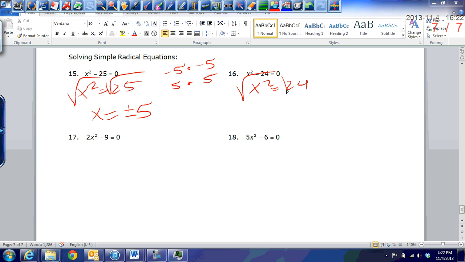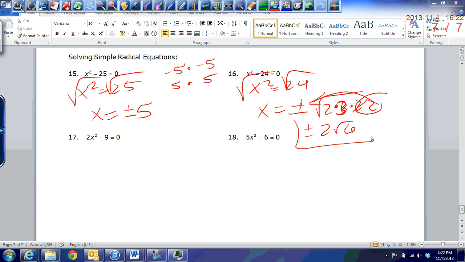Once you get this by itself, take the square root, so x equals plus or minus, and then break up 24 into 6 times 4, which would be 6 times 3 and 2 times 2. That's a 3, I promise. Circle one was on the outside, so I got plus or minus 2 root 6.